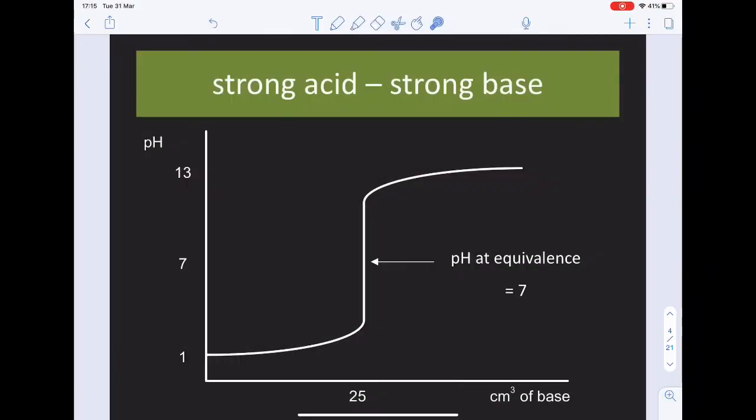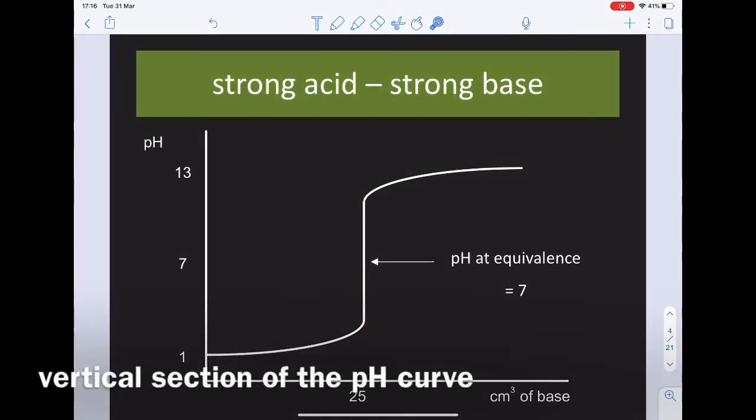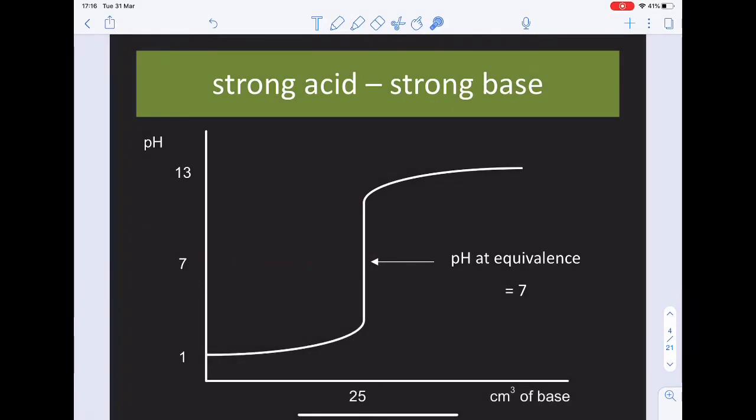Before we look at indicators and how to choose a suitable indicator for a particular titration, we need to look at pH curves. We already saw the pH curves for strong acids and strong bases, where we have a very low pH at the start for the strong acid, ending up at a very high pH for a strong base, and the middle of the vertical section of the pH curve is at 7 for 25 degrees C.